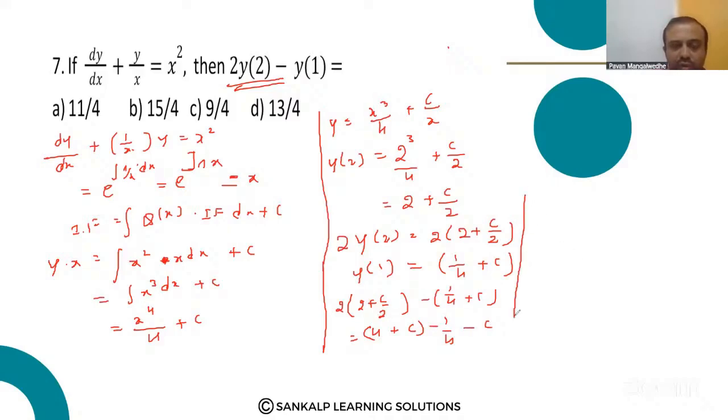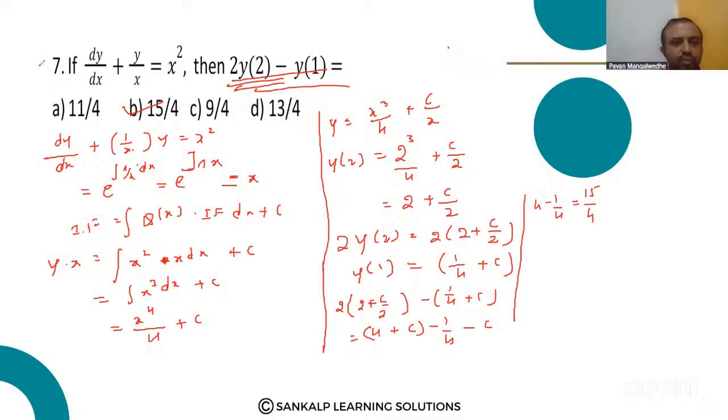So just try to resolve this. We are going to get 4 into 1 minus 4, which is 16, and 16 minus 1 means it is 15 by 4. So the whole expression of 2y(2) minus y(1) is just 15 by 4. Option B is the correct one.